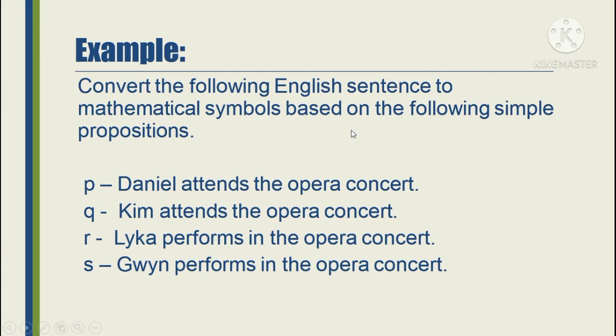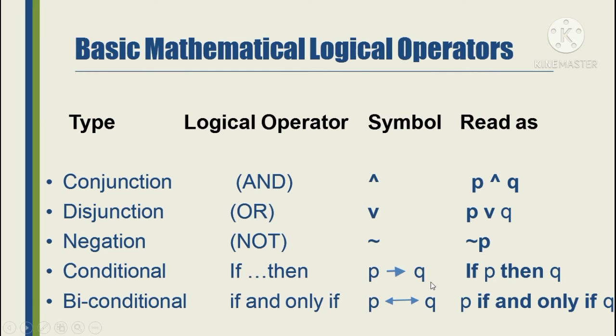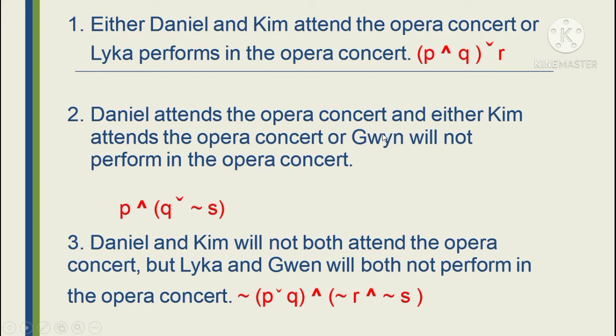Naintindihan? Ulitin natin. P is for Daniel attends the opera concert. Q is for Kim attends the opera concert. R is Laika performs in the opera concert. And S, Gwen performs in the opera concert. So, kung may English sentence tayo na it's either Daniel and Kim attends the opera concert or Laika performs in the opera concert, ang magiging solution natin na class is this one. Open and close parenthesis.